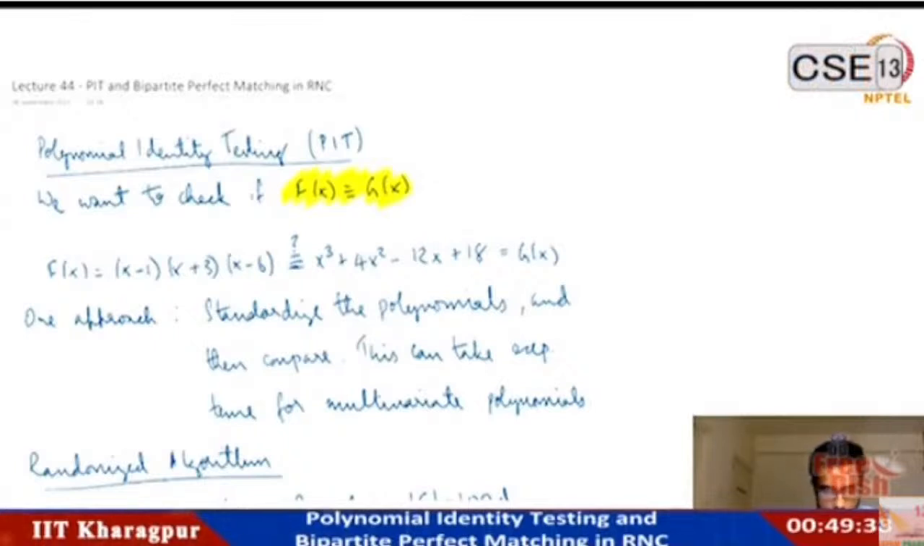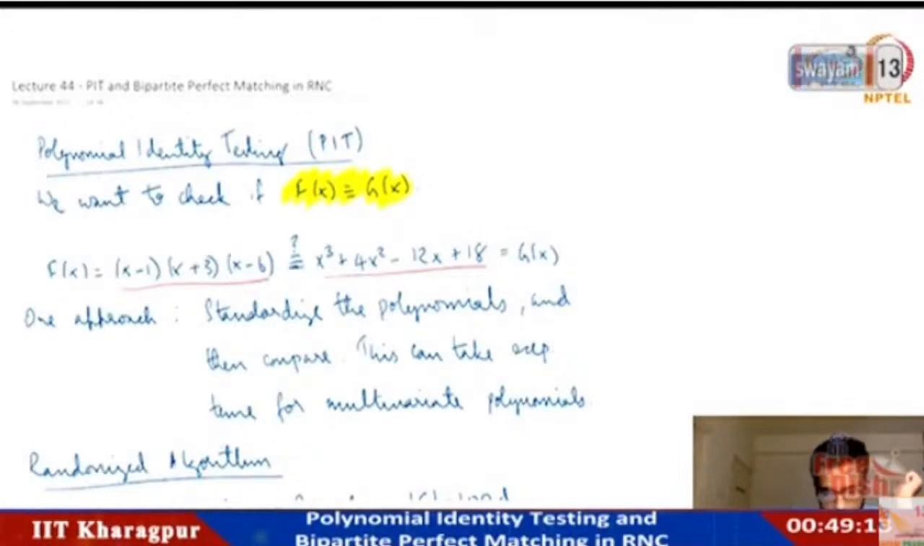Just to give an example, what if the polynomials f and g are given like this: f is x minus 1 multiplied by x plus 3 multiplied by x minus 6, and g is x cubed plus 4x squared minus 12x plus 18. So now how would you do this? You can try to reduce the polynomials to the standard form.